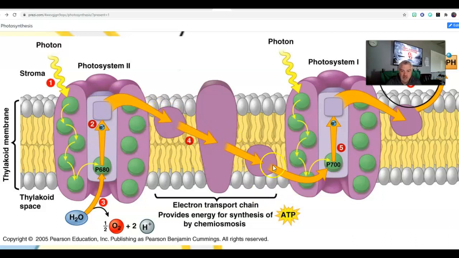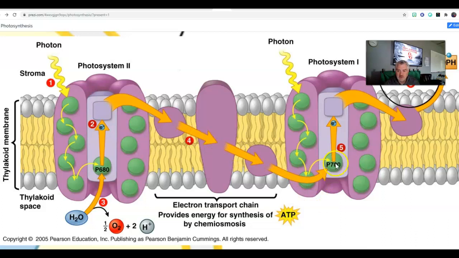This electron transport chain is then going to generate ATP, very similar to the electron transport chain that was found in the inner membrane of the matrix of the mitochondria. The same process is basically going on there, chemiosmosis, and we've already discussed that. So the main thing we want to know is that ATP is generated through that electron transport chain.